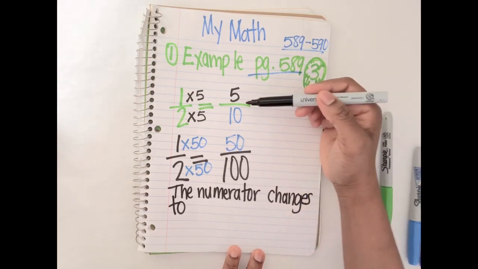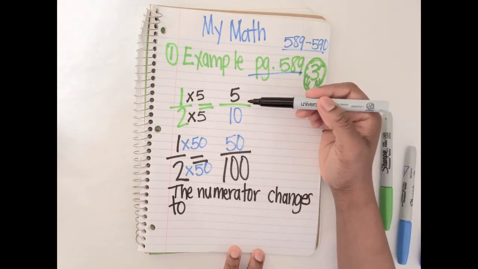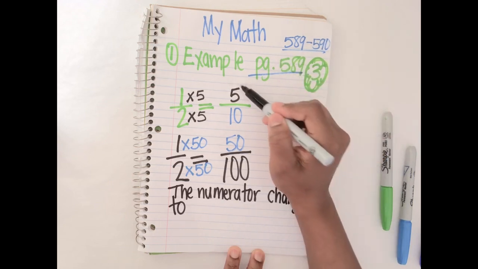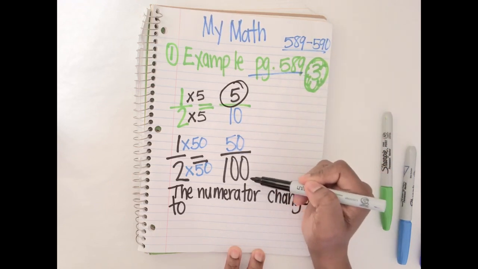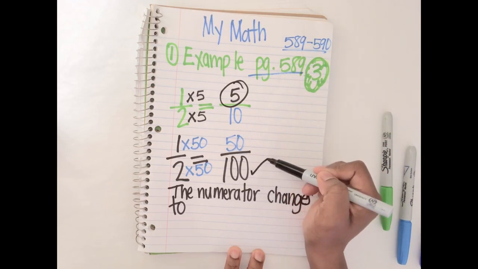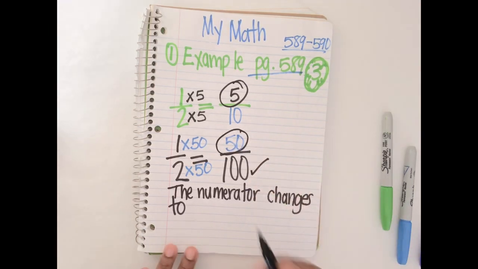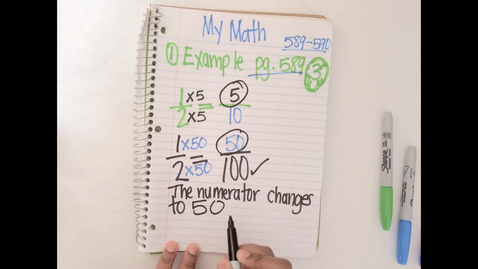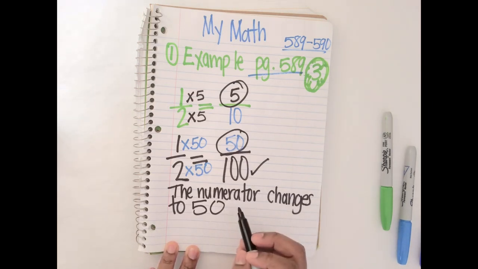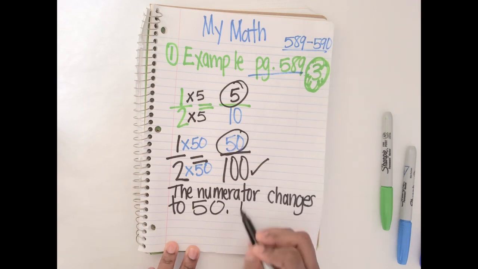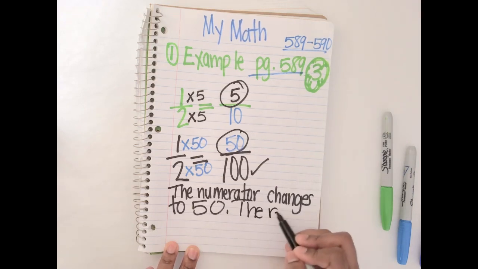In the first problem on page 589, when we had an equivalent fraction, the numerator was 5. Now when we change the denominator to 100, the numerator changed to what? The numerator changed to 50. So that means if you drew a model, you would have to have 50 equal parts. Okay? The result would be 50 hundredths.